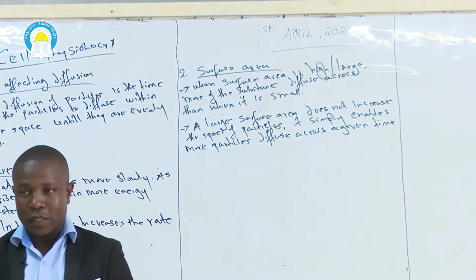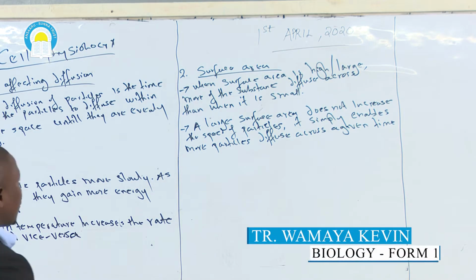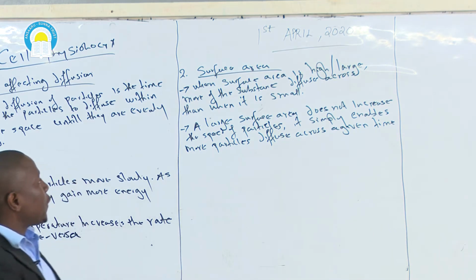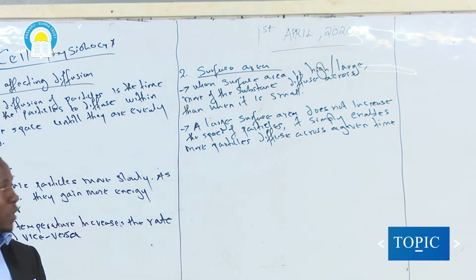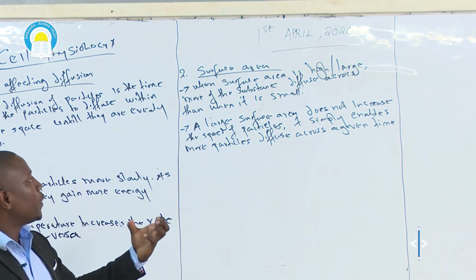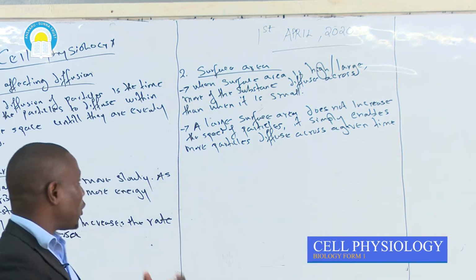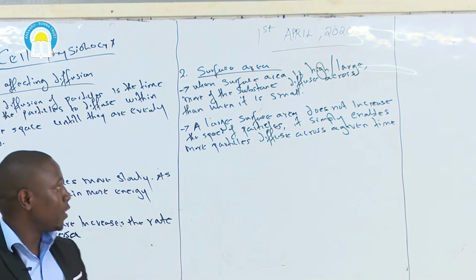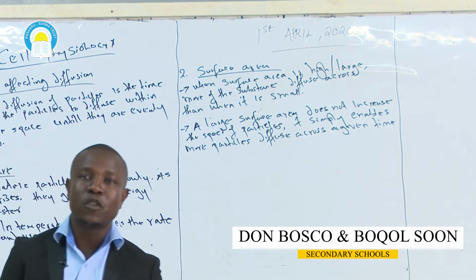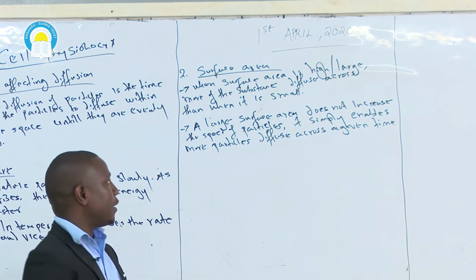So, an explanation on that: you have been told that the second factor that affects the rate of diffusion is what? Surface area. Under surface area, you are told that when surface area is high or large, more of the substances diffuse across than when it is small. So the larger the surface area, the higher the rate of diffusion, and vice versa. Vice versa means that when the surface area is small, the rate of diffusion is going to be small, and when the surface area is large, the rate of diffusion is going to be large.